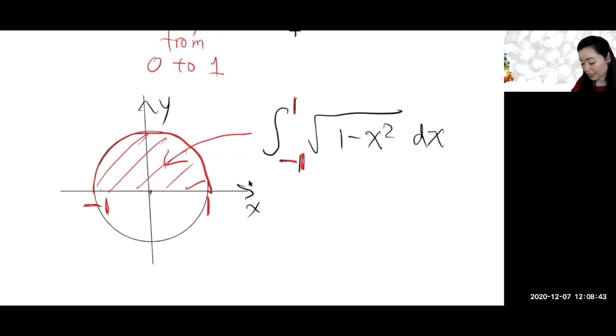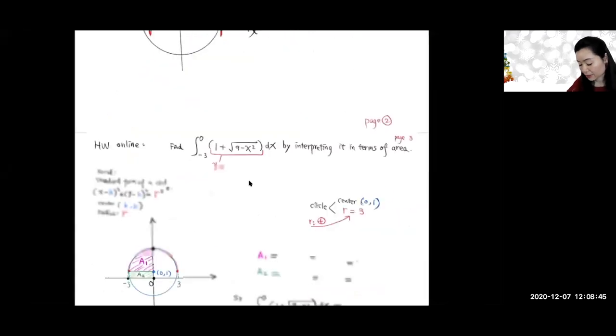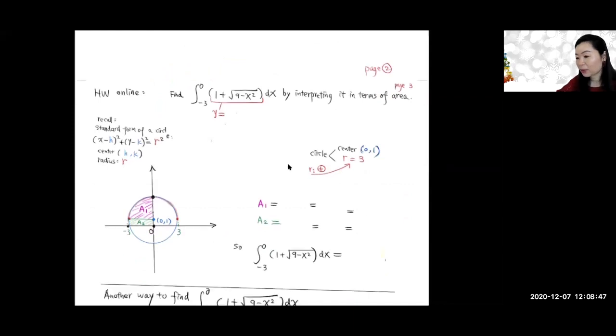Next one. This one I'm going to help you with in the online homework. We're going to find this by interpreting it in terms of area. How do you do this? There are two different ways to do this, and I'm going to show you the first way.